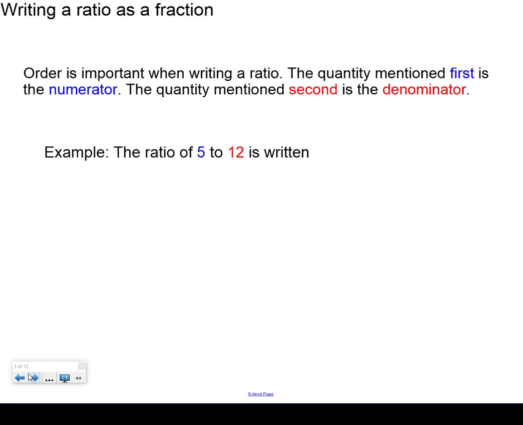All right, so for this one, it says that we're writing a ratio as a fraction. Remember I told you that was the most common way to see this. The way that you need to know how to set this up is that the order is important. When you're reading a ratio, the first number that you come to, or the first item that is mentioned, is your numerator, goes on top. And the second quantity that you come to is the denominator. So for the example here, the ratio of 5 to 12 is written 5 over 12. The first one we came to was a numerator, the second one became a denominator on the bottom, and so this is our answer.